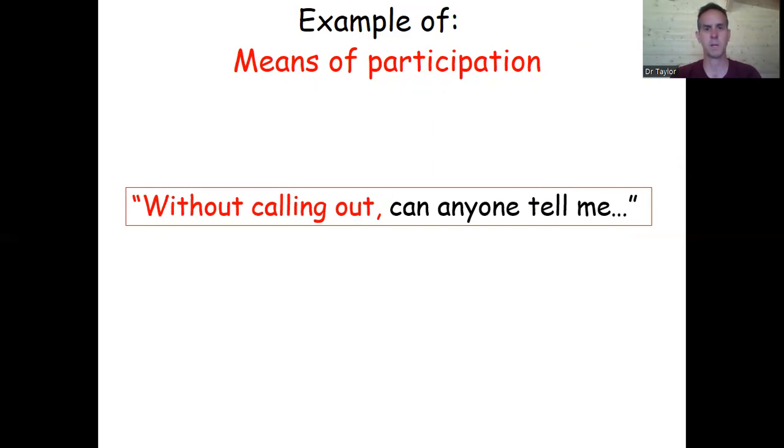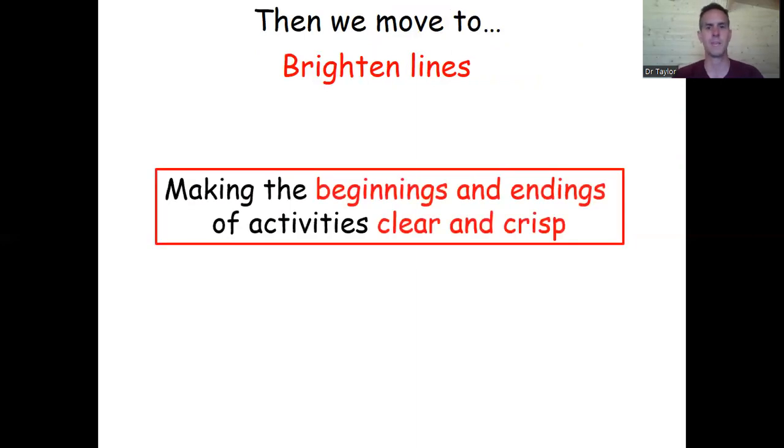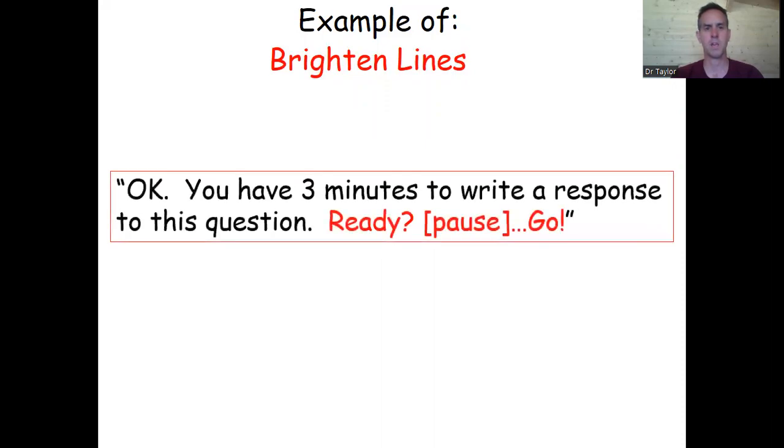After means of participation, we move to Brighten Lines. When you brighten lines, you're making the beginnings and endings of activities clear and crisp. So this would be an example of brightening lines. Okay, you have 3 minutes to write a response to this question. Ready? You pause and then go.